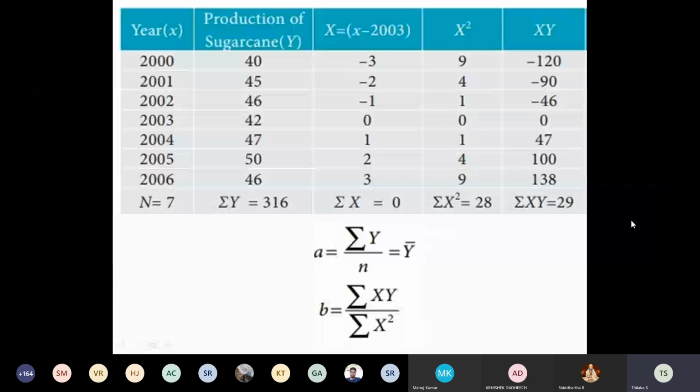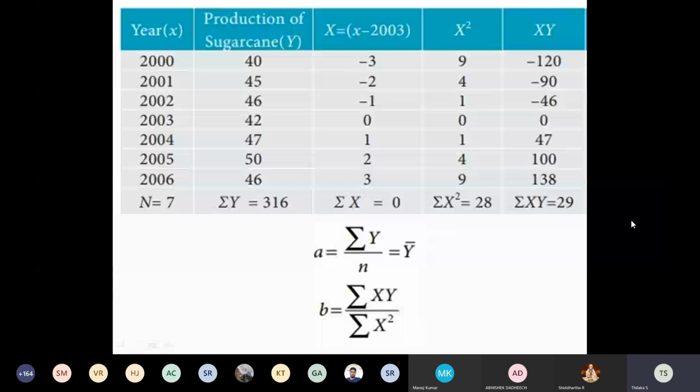Okay, so the same thing is here. The same year, production, and the first 5 columns are here, and the sum of all those 5 is also calculated in this slide. So n is equal to 7. That small n in the formula refers to the number of years, number of variables which was given. So n is equal to 7. 7 years and 7 variables are there.